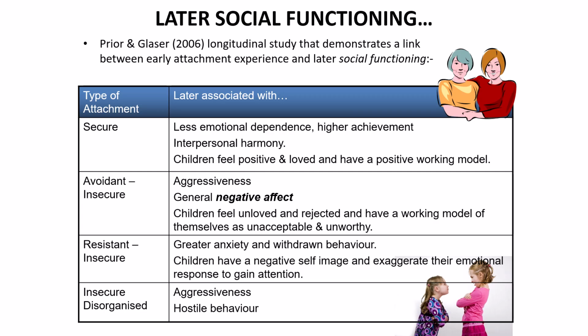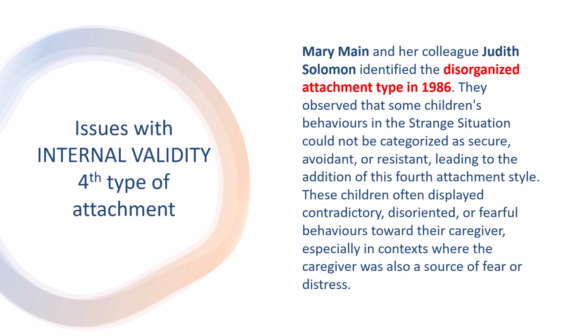So we can see that Prior and Glaser carried out a longitudinal study demonstrating a clear link between early attachment experience and later social functioning, where unsurprisingly secure people are less emotionally dependent, higher achievers, have better relationships, and also have children who feel loved. Avoidant are more aggressive, more detached and unloved, and maybe emotionally unavailable, and the insecure are more anxious. But as you can notice here, our last evaluation point will be about this. This last type of attachment was not identified originally by Mary Ainsworth.